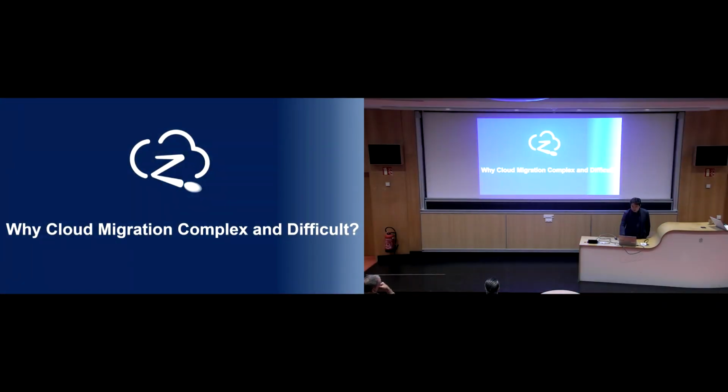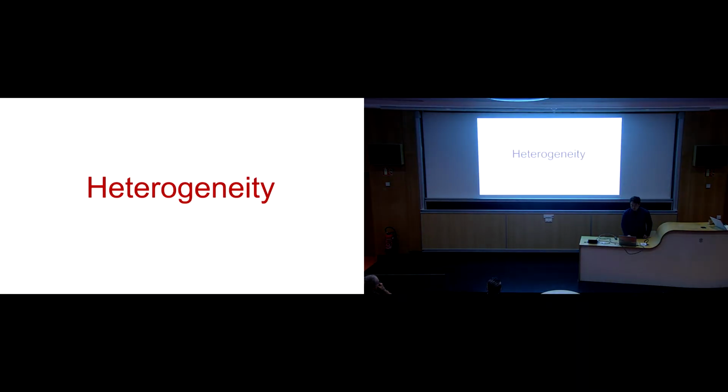Why is migration complex and difficult? Why? All migration problems are generated from heterogeneity between VMware and OpenStack. VMware and OpenStack are different.